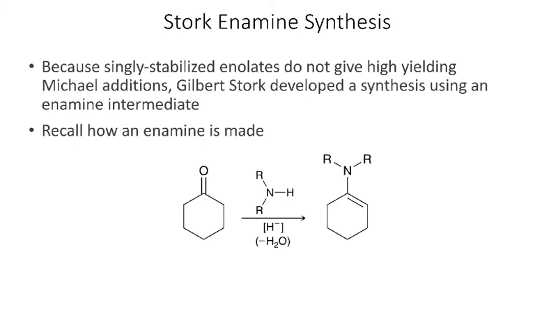So a chemist named Gilbert Stork developed a synthesis using an enamine as an intermediate to allow us to do Michael reactions with regular enolates. A couple chapters ago, we learned how to make an enamine. If we react a ketone or an aldehyde with an acid catalyst and a secondary amine, we can convert it into an enamine, where we end up with a carbon-carbon double bond next to the new carbon-nitrogen bond that we formed, replacing the carbonyl group.